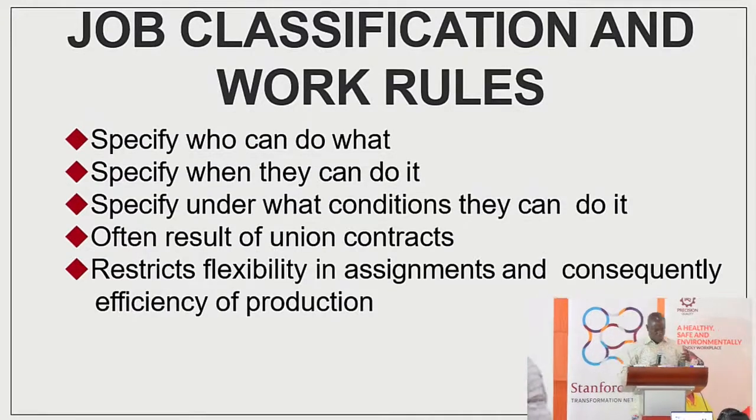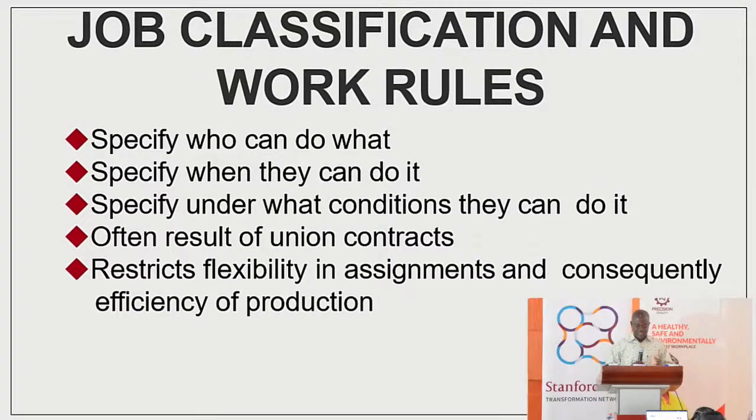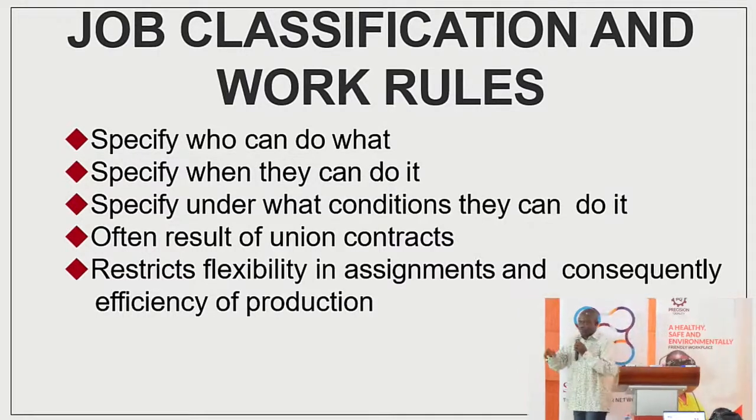Then we go to job classification and work rules. Tell the person exactly what you're supposed to do. What are you supposed to do? When are you supposed to do it? Specify the conditions under which they can do it, and often the results. Now the unions can also have an impact on what you do in your organization. There are some things you cannot do because of the union. There are some things you can do or you may have to adjust because of the union.